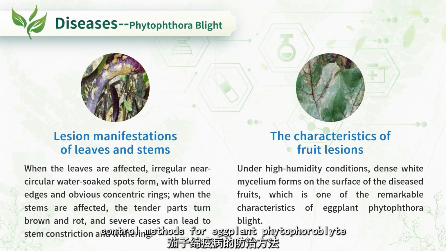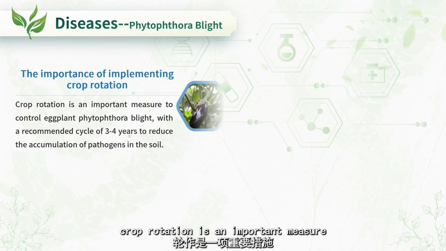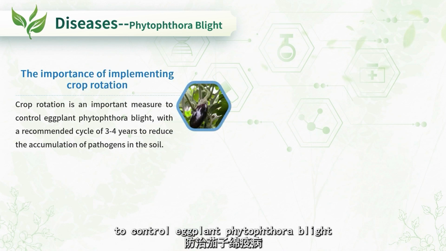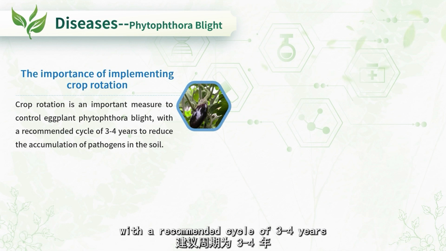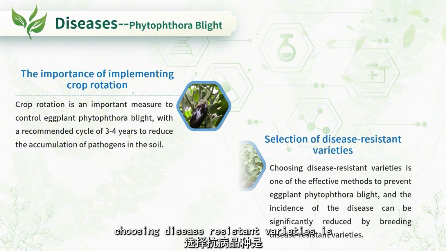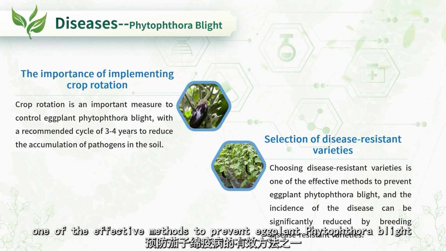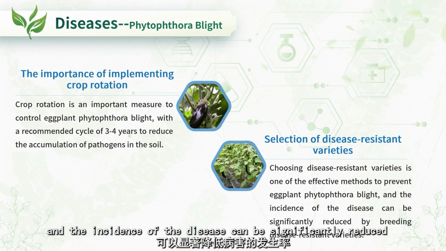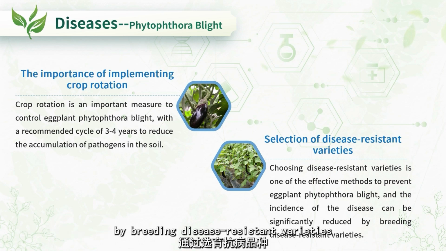Control methods for eggplant Phytophthora blight mainly include the following aspects. Crop rotation is an important measure to control eggplant Phytophthora blight, with a recommended cycle of 3 to 4 years to reduce the accumulation of pathogens in the soil. Choosing disease-resistant varieties is one of the effective methods to prevent eggplant Phytophthora blight, and the incidence of the disease can be significantly reduced by breeding disease-resistant varieties.